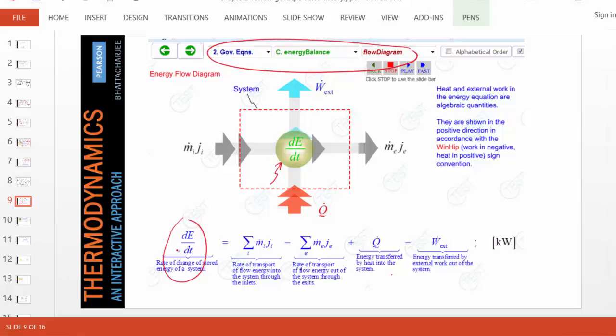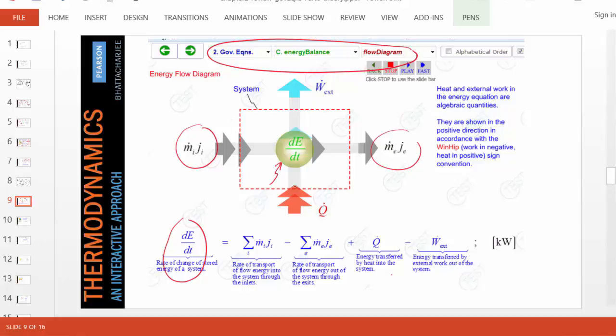The rate at which it is increasing, on the right hand side we are writing the reasons, is the summation of the rate at which energy is carried in by the flow minus the rate at which energy is coming out, plus the rate at which heat transfer is carrying energy into the system, minus the rate at which work transfer, external work transfer, is carrying the energy out. There is no other way energy can be changed in the system.